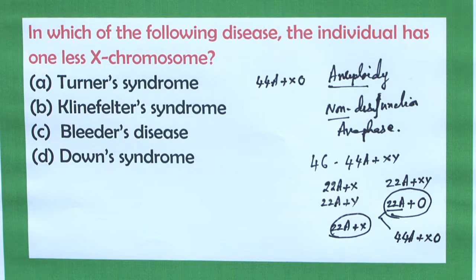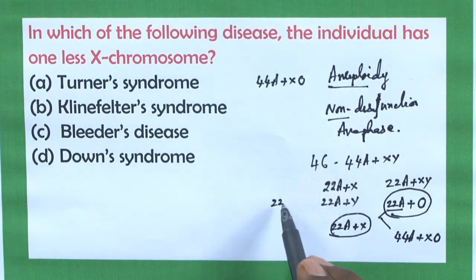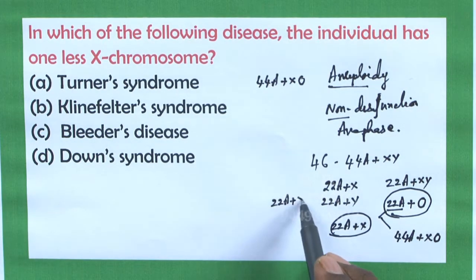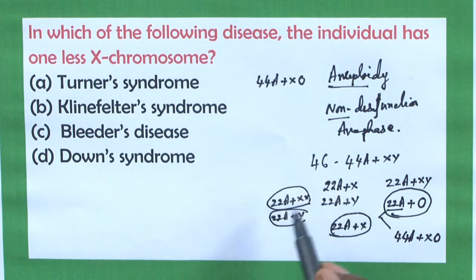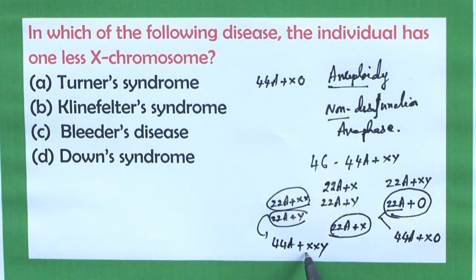Now, option B is Klinefelter syndrome. In Klinefelter syndrome, for example, if a gamete has 22 autosomes and both X chromosomes, and the sperm carrying 22 autosomes and one Y chromosome fertilizes it, the offspring will have 44 autosomes, then X and Y. This XXY syndrome is called Klinefelter syndrome, which also occurs because of non-disjunction of chromosomes.